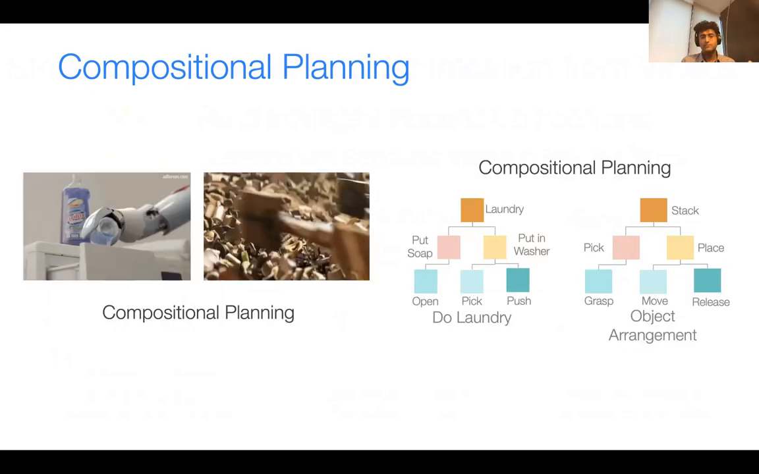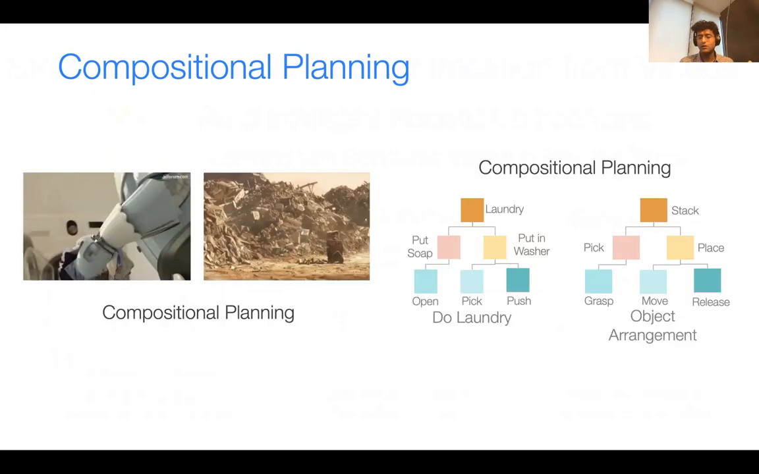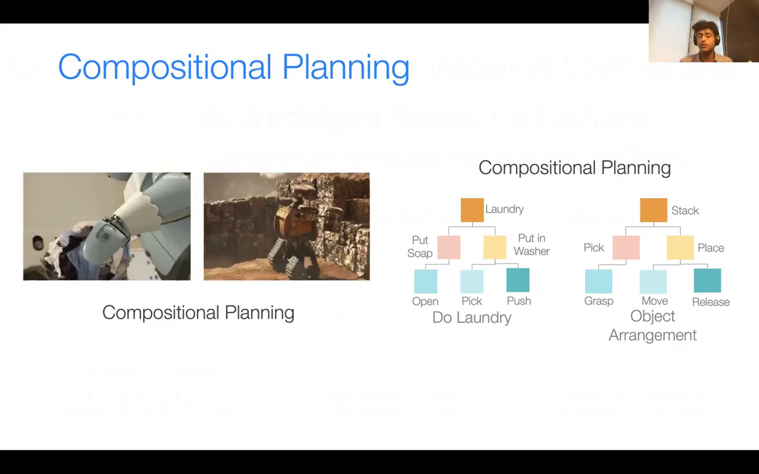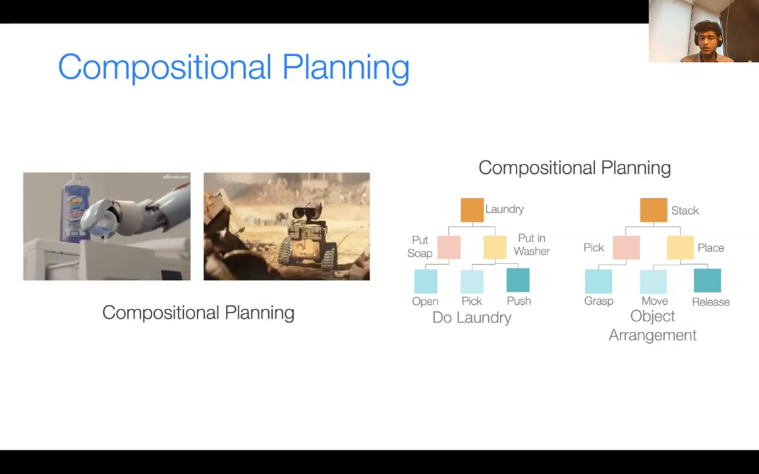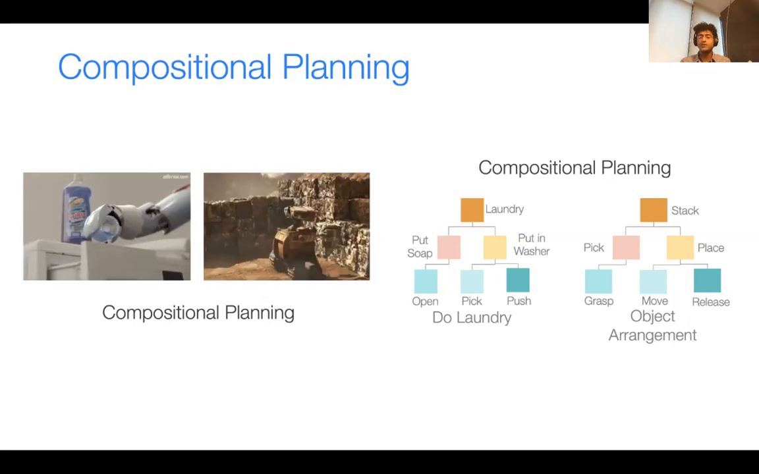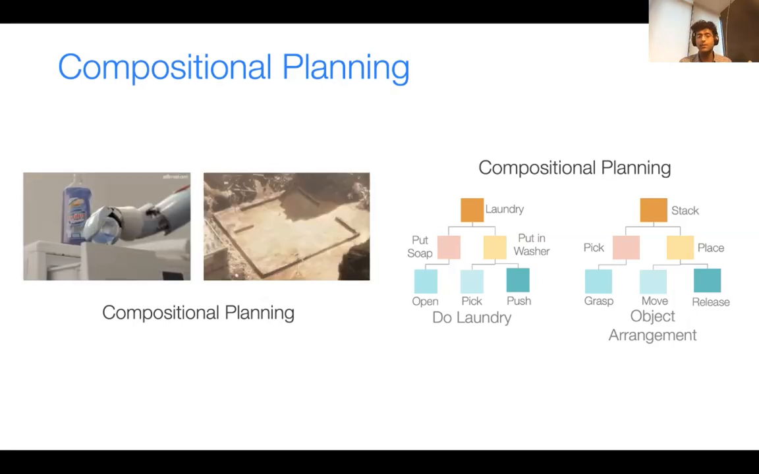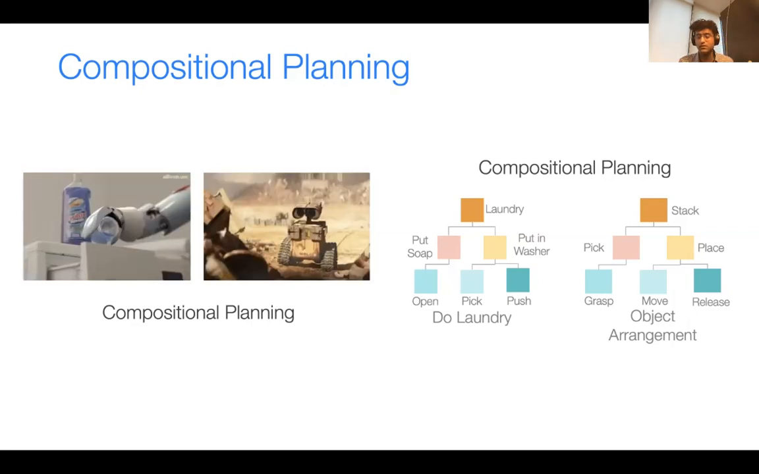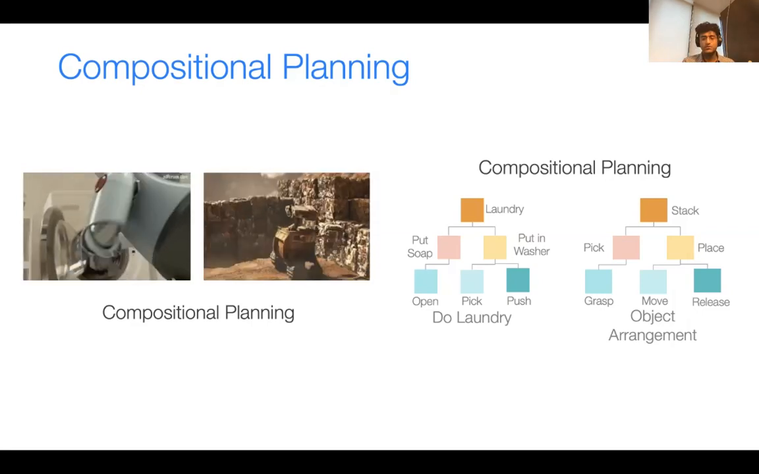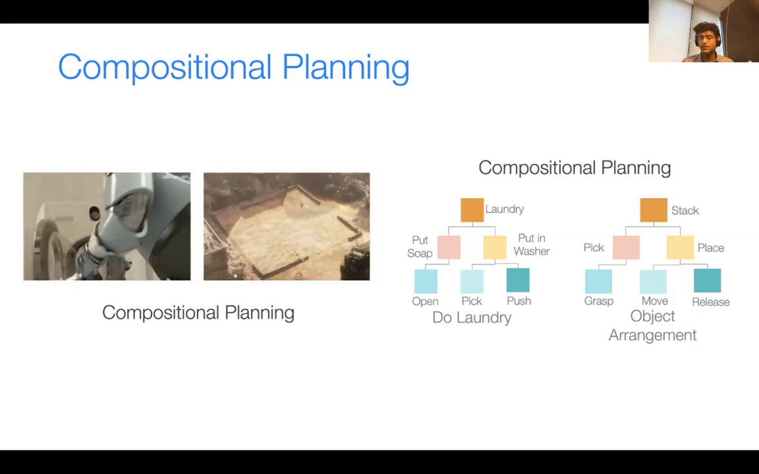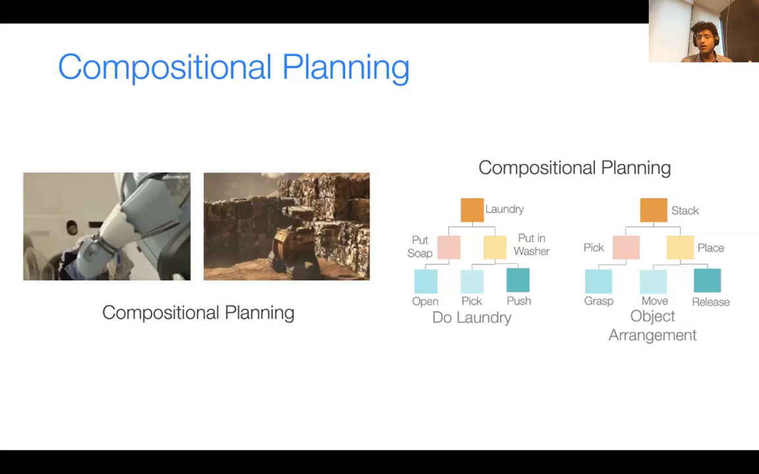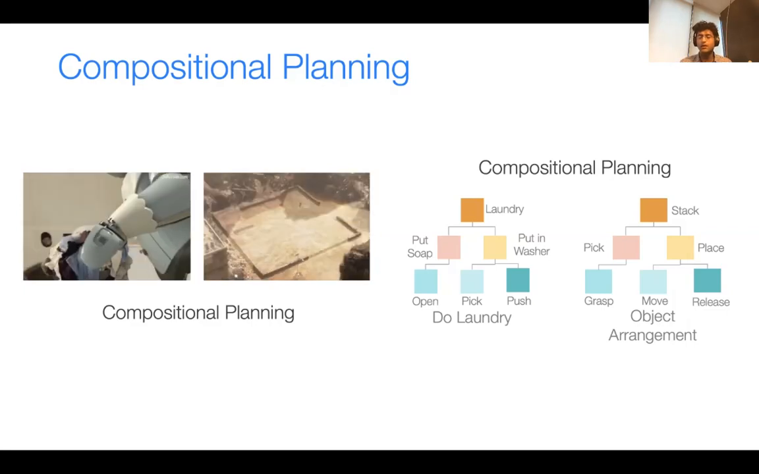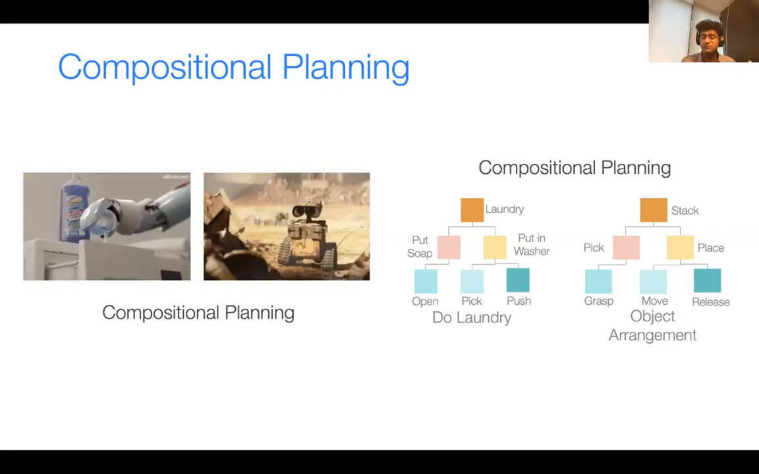So let's talk about some compositional tasks. Maybe you want to do laundry. It requires you to grab the laundry basket and pick and place every object until all of the articles or items of clothing are in the washer, then maybe add soap, and that comprises the task of laundry. Or perhaps you might want to do object stacking or cleanup of the house as this cute little Wall-E is doing. But all of these tasks, if you really think about, are compositional in nature.